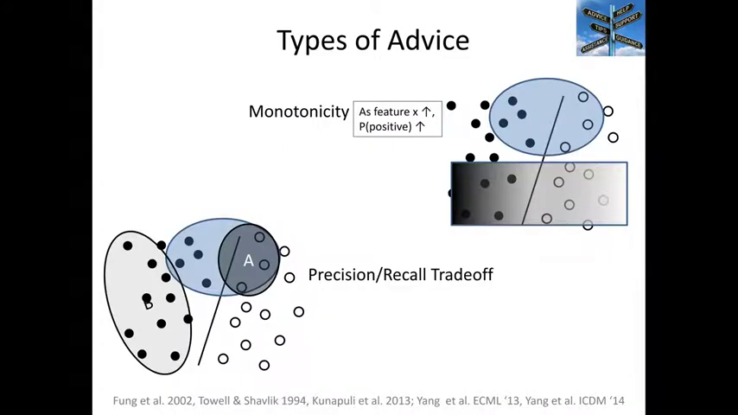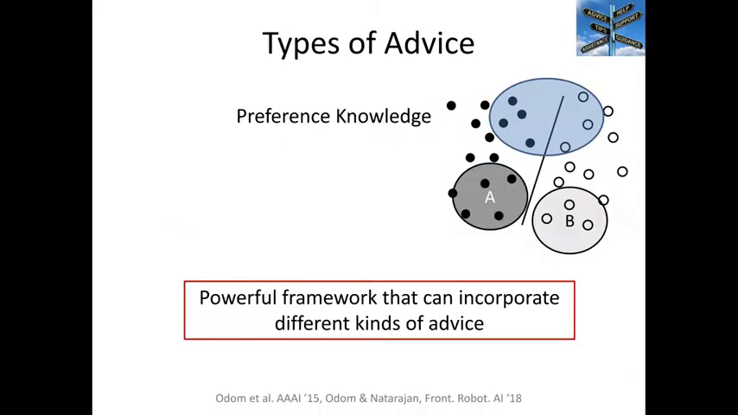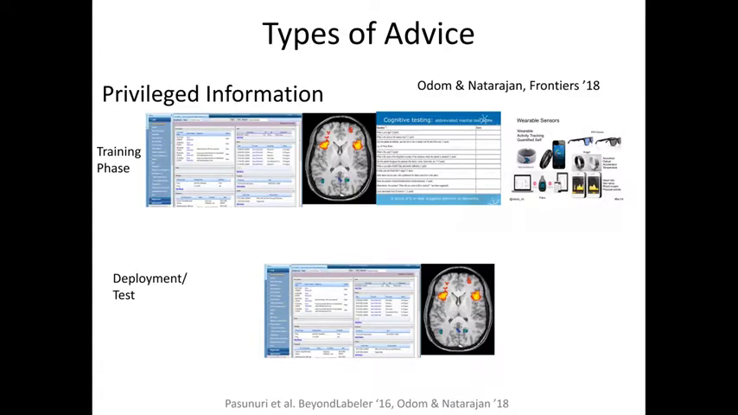I talked about many of these advice types: monotonicities, recall, and preferences. The final type of advice that we looked at is what is called privileged information. These are features that could be available during training, but not during deployment. For instance, when we were working with this group at Wake Forest, because we were following a bunch of people in their clinical study, we had access to their sensor data, their cognitive test data, the electronic health record data and the imaging data.